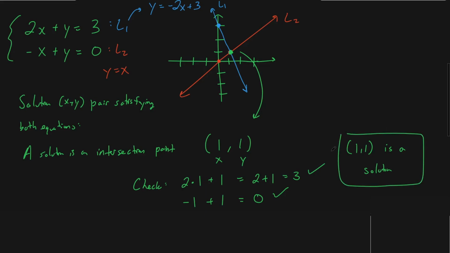Okay. But there can be some more complicated things that happen. What if we instead had two parallel lines? Well, then those never intersect. So that's another possibility, is that there's actually no solutions if they don't intersect. So let's see what that might be.